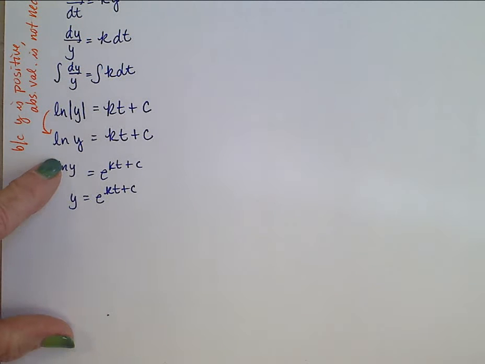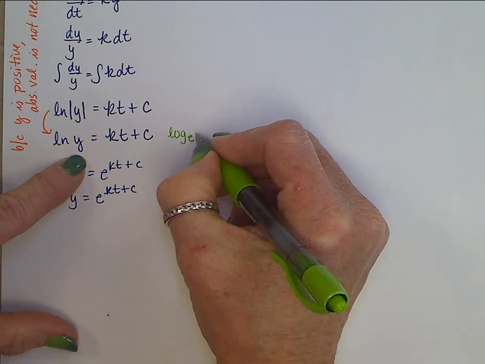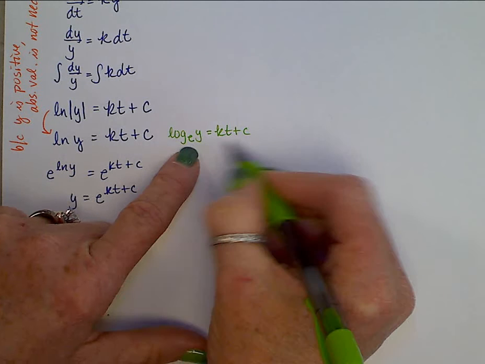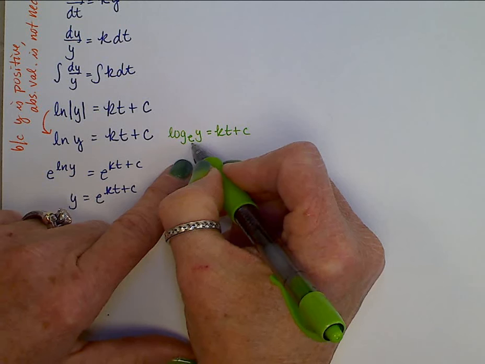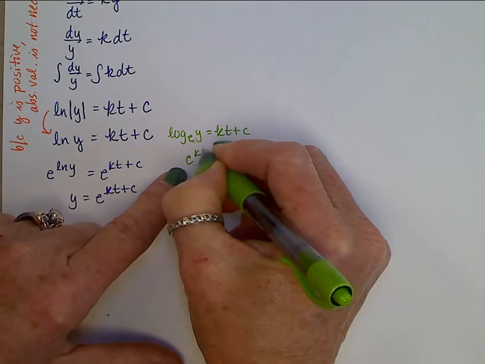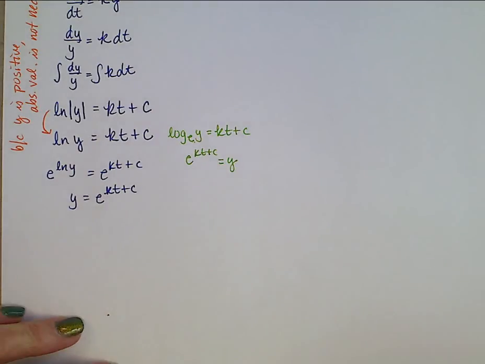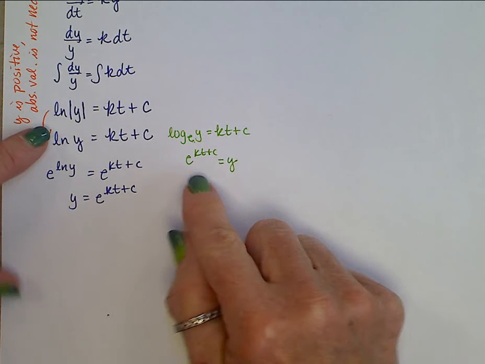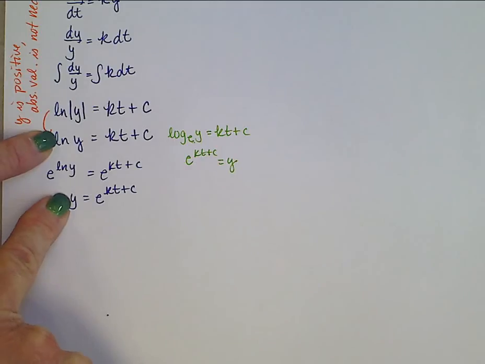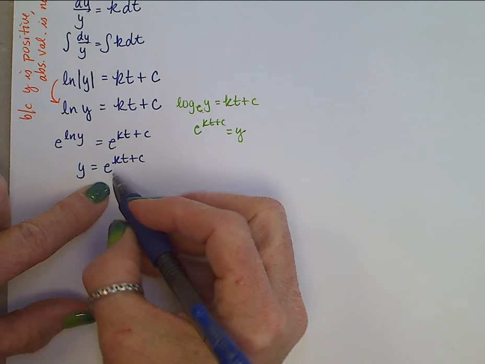Personally, I like to think of this as log base e of y is kt plus c. And then I rewrite that into exponential form by taking this base e to that exponent equals the argument y. I don't care which one you use, just somehow you need to be able to get from this line to that line right here.